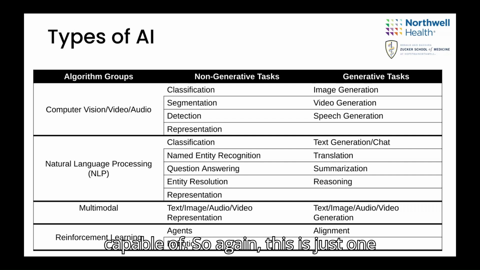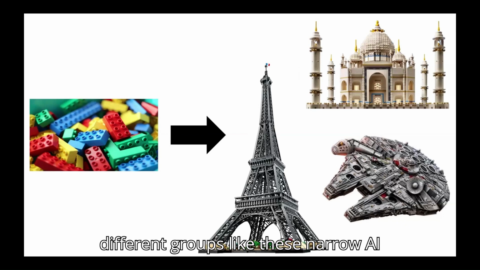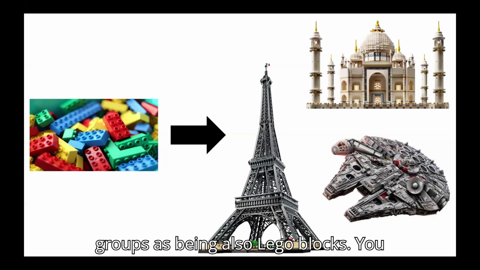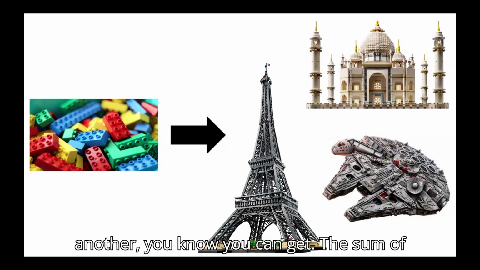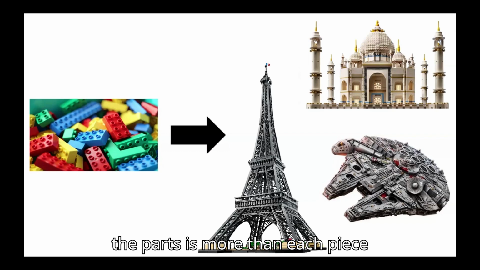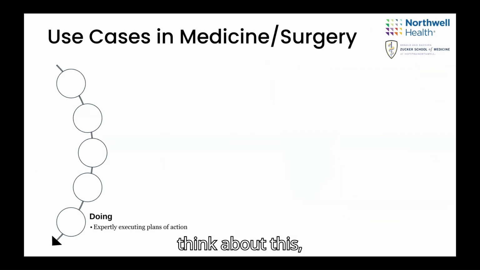So again, this is just one way to think about this. But the reason I have this here is because in healthcare, especially when we think about applications, I like to think of these different narrow AI groups as being almost like Lego blocks. You can mix and match them, and depending on advances in one algorithm group or another, the sum of the parts is more than each piece itself, sort of like what we see with Lego.